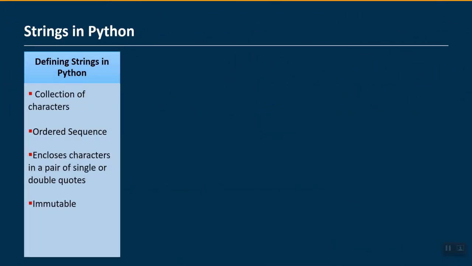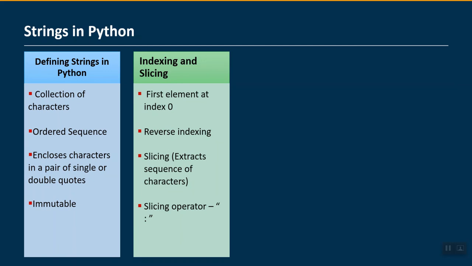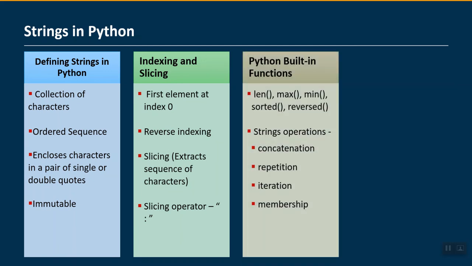Let us have a quick revision of what we learned in this video. We started with defining strings in Python. Strings are a collection of characters stored in an ordered sequence. They are enclosed in a pair of single quotes or double quotes. Strings are immutable, which means we cannot modify a string once it is created. Then we saw indexing and slicing in strings. We saw some built-in functions like length, max, min, sorted, reversed. We also saw some string operations like concatenation, repetition, iteration, membership, etc.